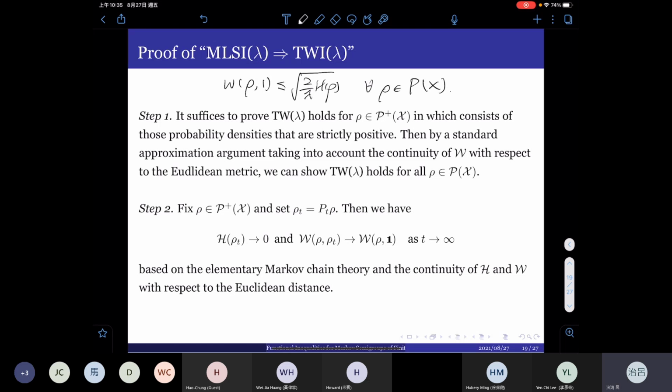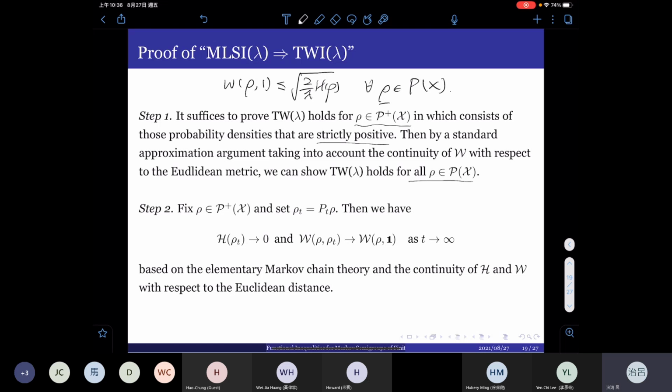But it is sufficient to prove this inequality holds for rho in probability density plus, which means the function rho is always strictly positive. Then we can use a standard approximation to show this inequality holds for all of P(X). And then step 2. In step 2, we fix a probability density belonging to P plus, and we set rho_t as P_t rho.